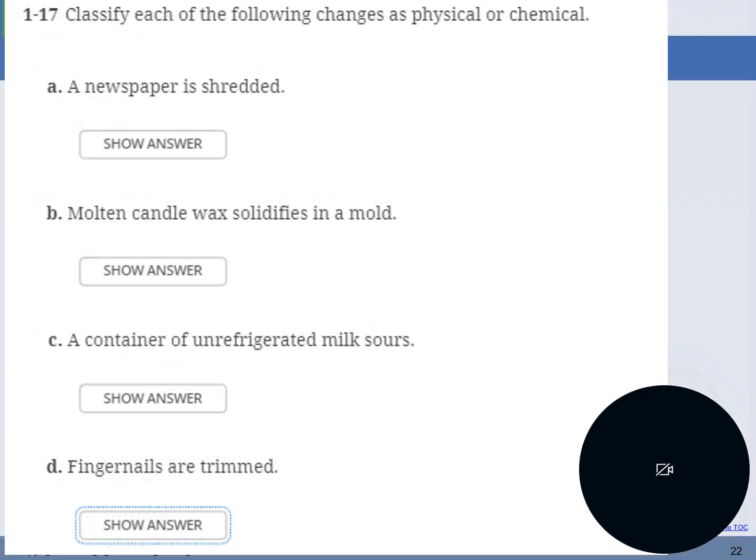Here's another learning check for you. We're going to classify the following as changes as physical or chemical. So a newspaper is shredded. That is physical. Mechanical changes are physical changes. Okay. Molten candle wax solidifies in a mold. That's another example of a physical change. It's a change in state from a liquid to a solid in this case. That's always a physical change.